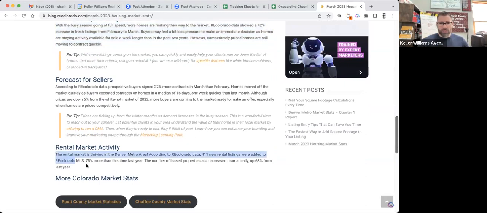You know, you can also talk about the rental market, right? If you're going through 75% more than this time last year. So there are more rentals, but it also says the number of leased properties also increased up to 68%. So we're actually seeing a lot of people give up on home ownership and actually jump into renting properties. Now is an awesome time to go start looking. If you wanted to be a homeowner, there are a lot of people that are backing away from this journey, which means that there's more opportunity for you.